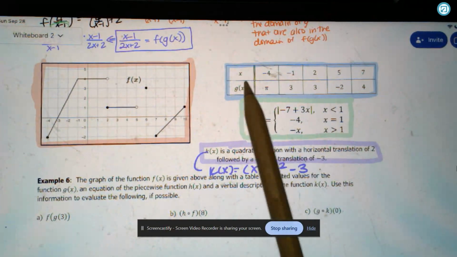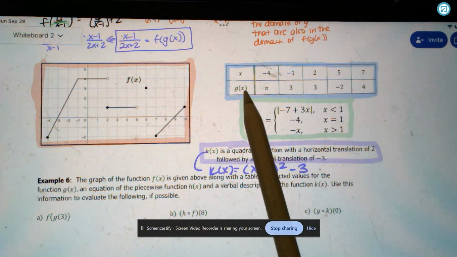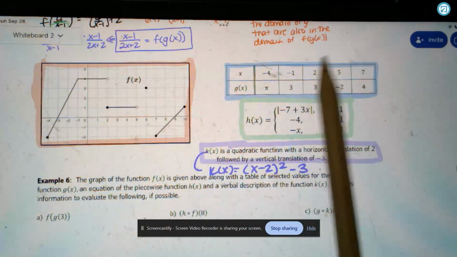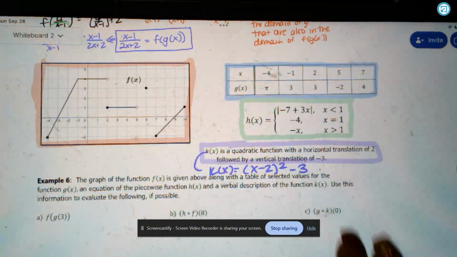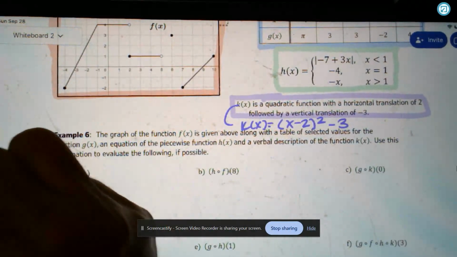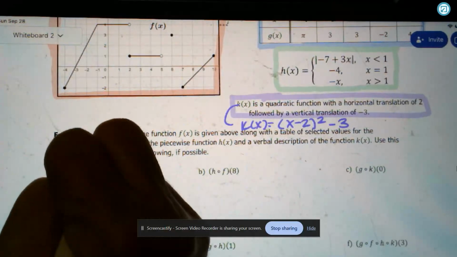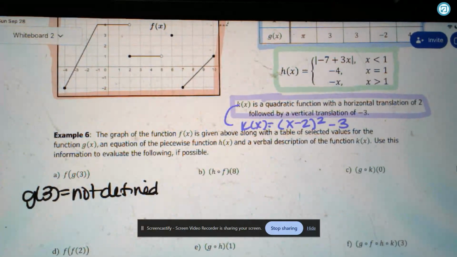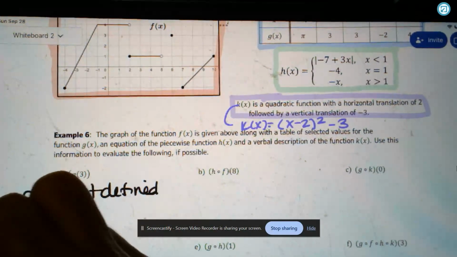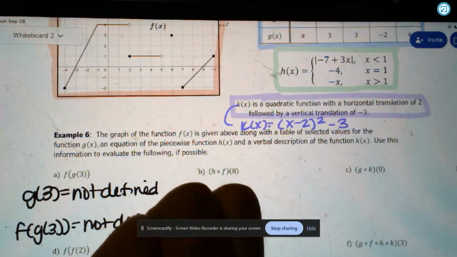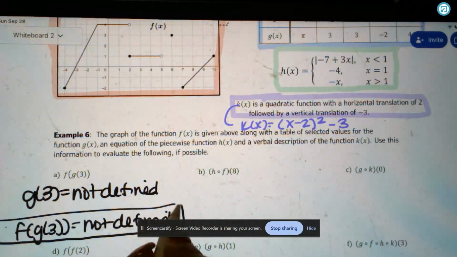Okay, g's up here. Do we have a 3 in our x value? Do we have a g of 3? We do not. And we cannot create that if we're not given it in this situation. So we're going to say g of 3 is not defined. We didn't have a value for g of 3. Therefore, we're going to say that f of g of 3 is not defined. And you're done. You can't create it if it's not there.